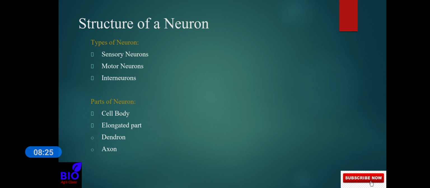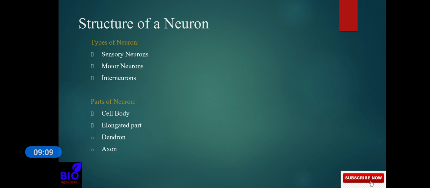Sensory neurons help us to taste, to smell, to hear, to see, or to feel things around us. Sensory neurons are triggered by physical and chemical inputs from our environment. You can hear sound, you can touch. If you touch something, you can feel it. You can feel the heat, you can see the light. These are the functions of sensory neurons.